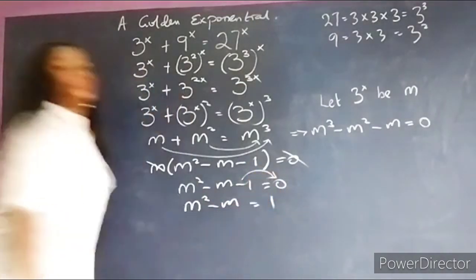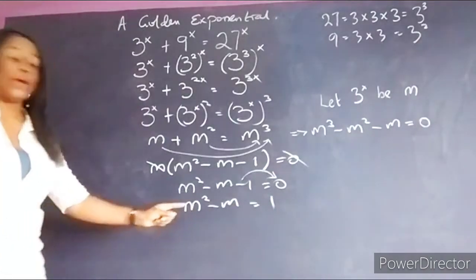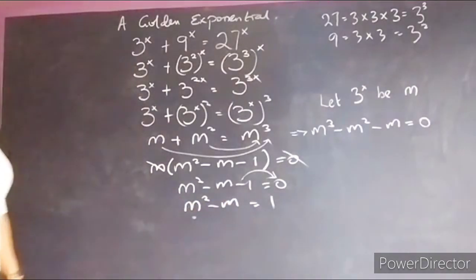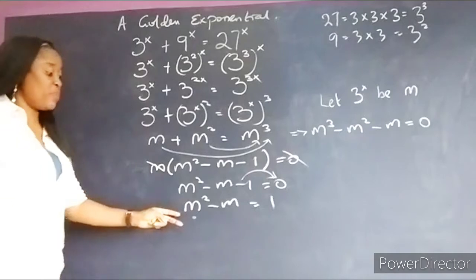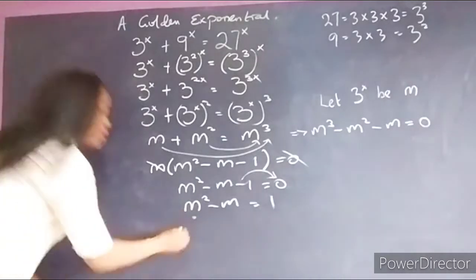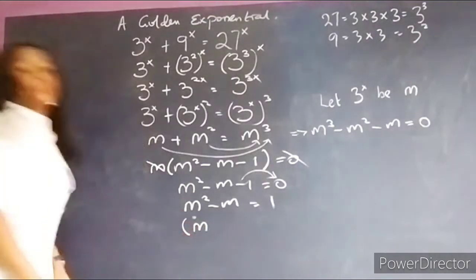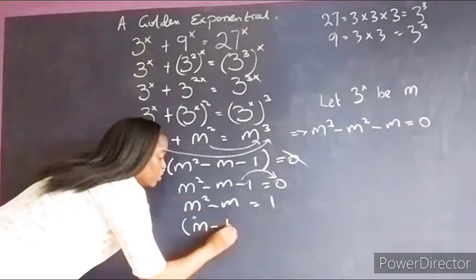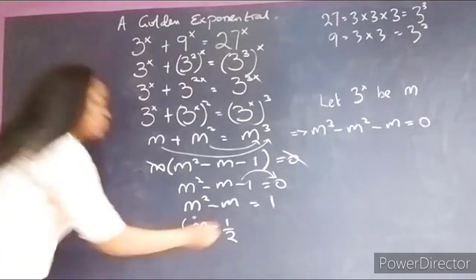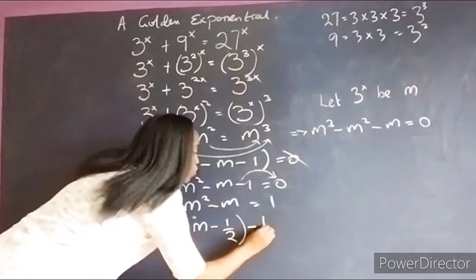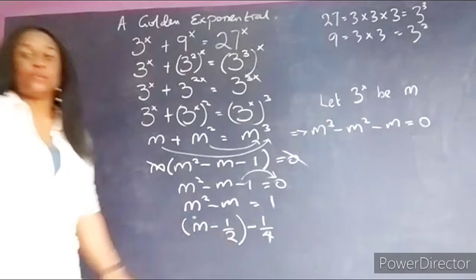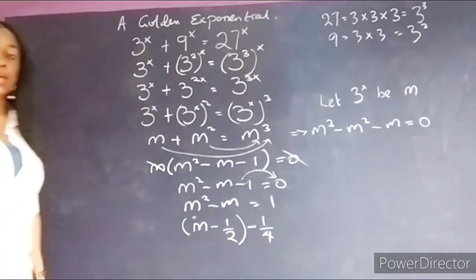We're moving 1 to the other side of the equality. So when we do that, we're left with m squared minus m. So we need to get an expression that will give us this problem using the completing the square method. You open a bracket, you write m, then you write minus 1 over 2, which is the coefficient of m, which is 1, divided by 2. Then minus 1 over 4, the square of half of the coefficient of m.